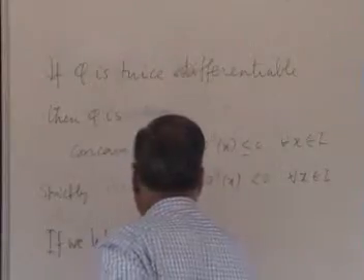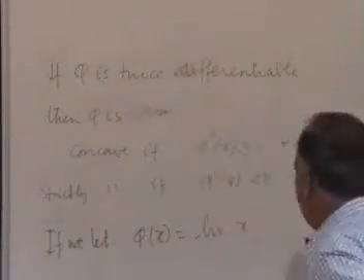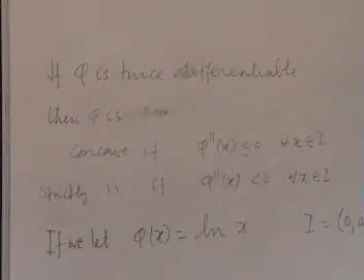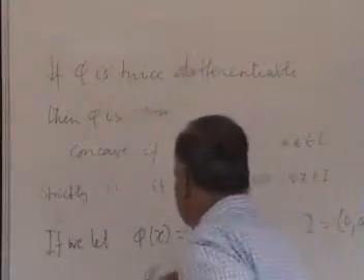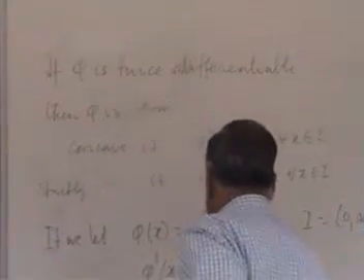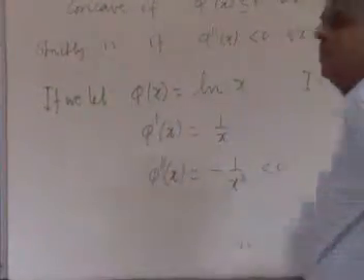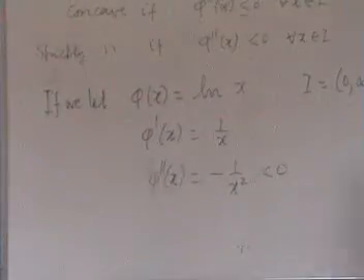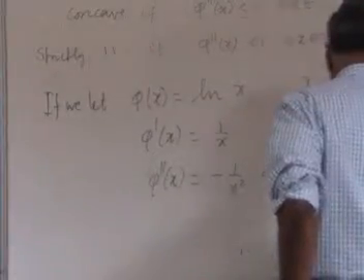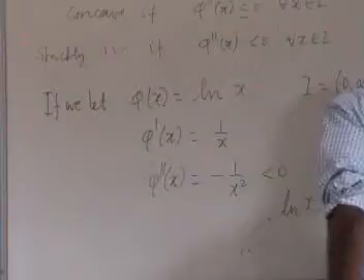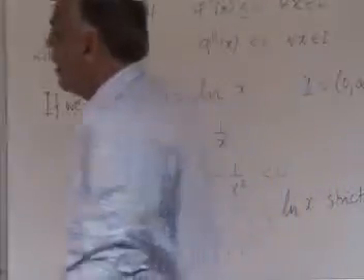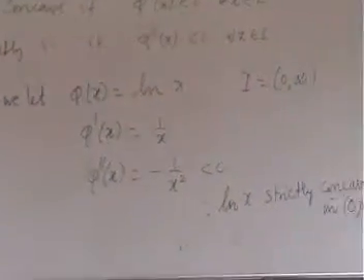Now, if we let phi x equal to log x and I to be 0 to infinity, it's nice and continuous. Phi prime x is 1 by x and phi double prime x is minus 1 by x squared, which is strictly less than 0. Therefore, log x is strictly concave in I. And therefore I can apply this result for any A1, A2.